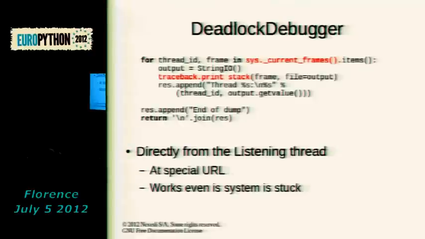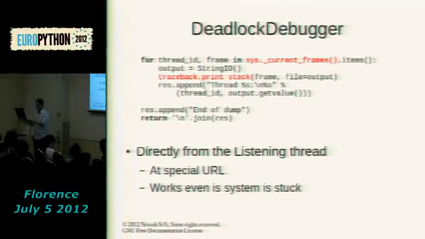So, what does Deadlock Debugger do? In Python it does it like that. There's this little call called sys._current_frames. Deadlock Debugger runs this piece of code, actually this is a simplified version, right from the listening thread. So even if your system is completely blocked with all the worker threads heavily busy doing something, there's a special URL that triggers the deadlock debugger, and it shows you what all the threads are doing. And because it's responding directly from inside the listening thread, even if all your system is crawling, it will still give you an immediate and useful answer. I'll even show it to you.